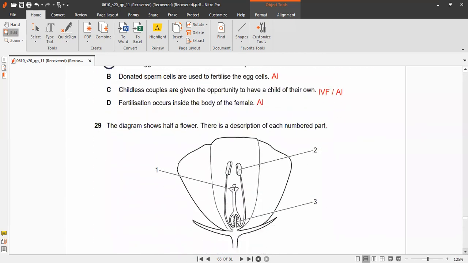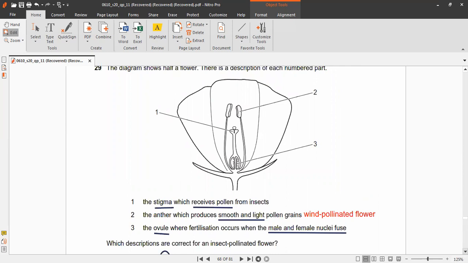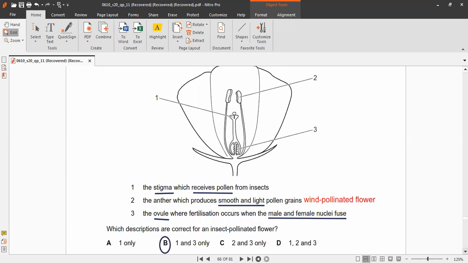The diagram shows half a flower. There is a description of each numbered part. The stigma which receives pollen from insects, the anther which produces smooth, light pollen grains, the ovule where fertilization occurs when the male and female nuclei fuse. Which description is correct for an insect pollinated flower?